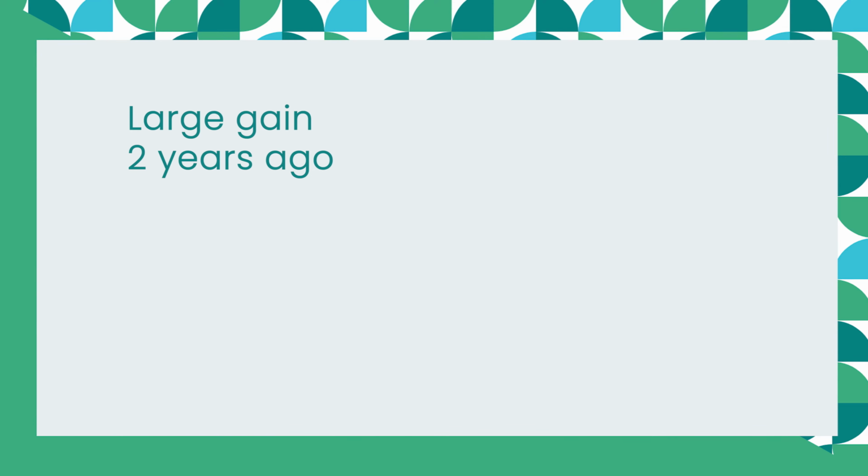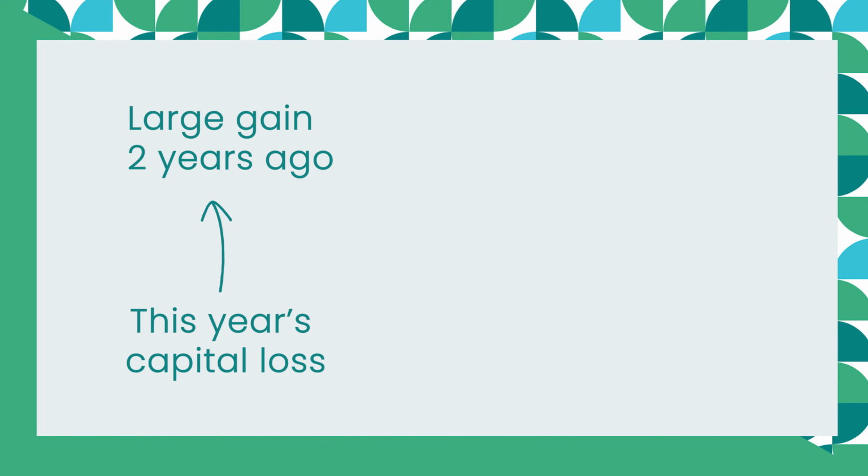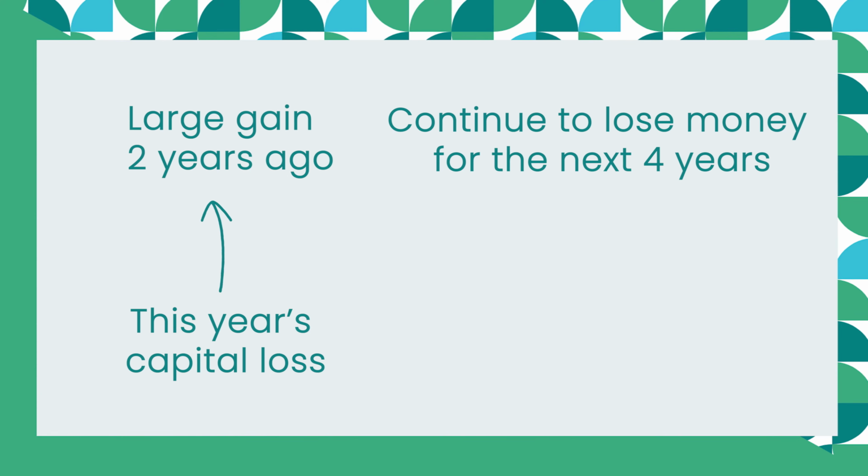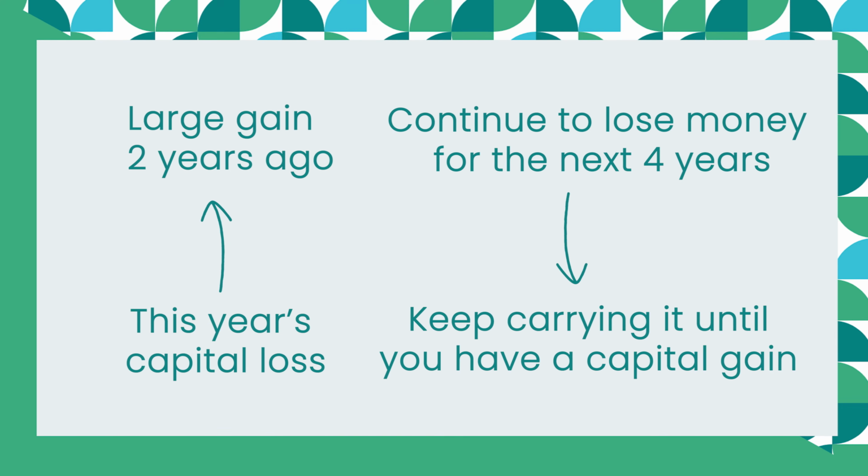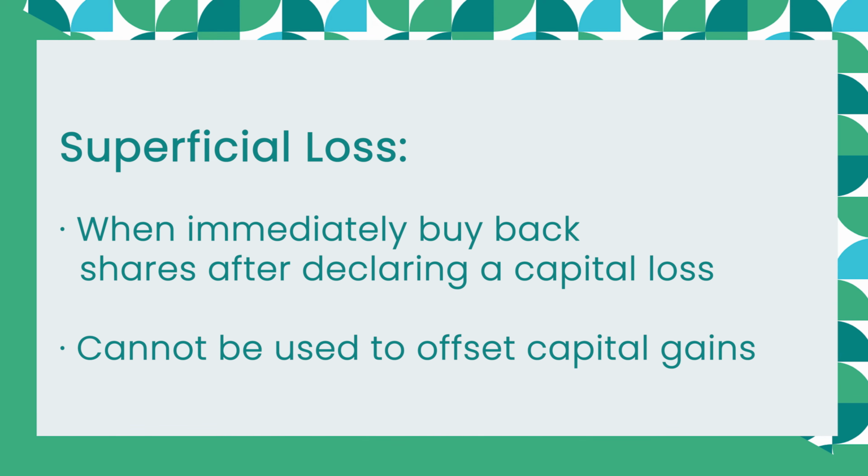For example, if you had a large capital gain 2 years ago, you can use the capital loss this year, and if you had continued to lose money for the next 4 years, you can keep carrying it until you have a capital gain. But be careful, there's a special case called superficial loss, which is a type of capital loss that cannot be used to offset capital gains. And it happens when you immediately buy shares after declaring capital loss.